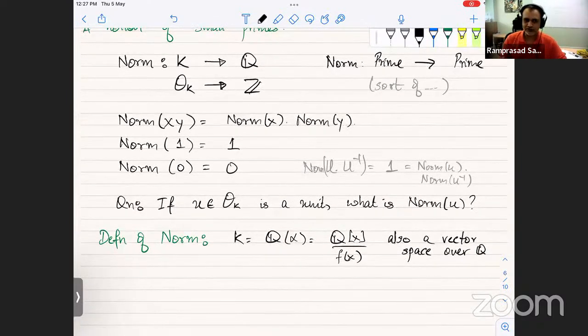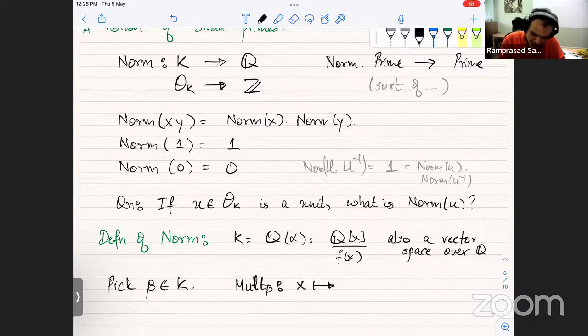So now I'm going to define a function, or rather a map here. Let's say you pick some particular beta in this number field whose norm I want to define. The whole point is to define the norm of beta. So here is what I'm going to say. Here is the mult of beta, which takes an r and moves it to beta times r. It's just multiplication by beta.